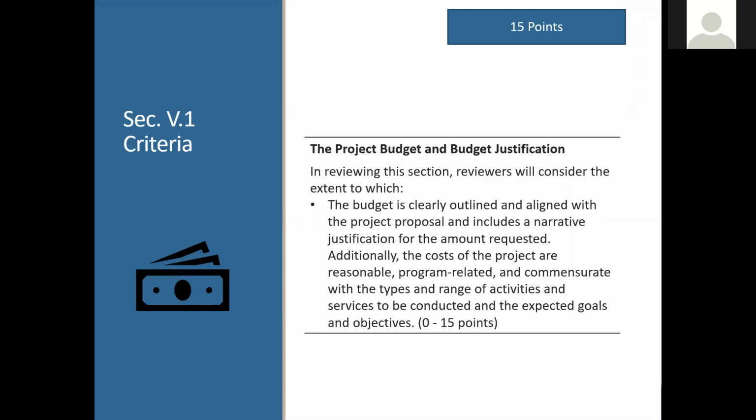For the project budget and budget justification section, reviewers will consider the extent to which the budget is clearly outlined and aligned with the project proposed, and it includes a narrative justification for the amount requested. Additionally, the costs of the project are reasonable, program-related, and commensurate with the type and range of activities and services to be conducted during the project. Applicants can be awarded up to 15 points for this section.